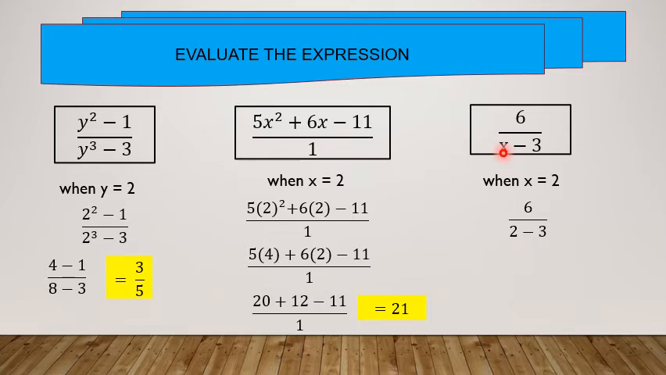Substitute 2 into x. Then we have this. And then simplify 6 over 2 minus 3, which is 6 over negative 1. Again, this is the integers. 2 minus 3: you have to subtract and copy the sign of the higher number, which is negative 1. Then simplify it again. 6 over negative 1 is negative 6.